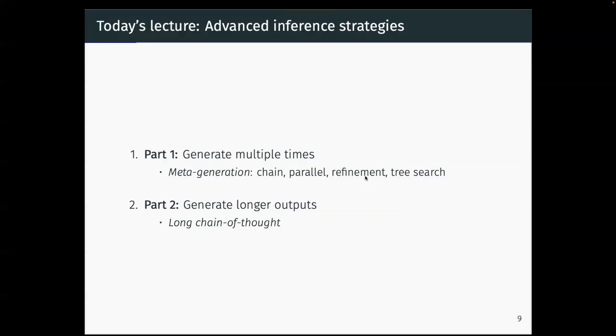So yeah, in the first part, we will go over the methods that involve generating multiple times. These go by various names. So one name you might have seen on the name of that tutorial is called meta generation. So the idea is you have some generation algorithm, and then you have this higher level algorithm that is calling it multiple times. So yeah, there's different patterns for doing this, and we'll go over some of the major ones today.